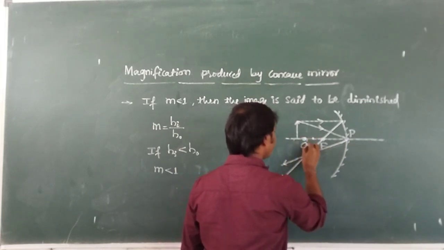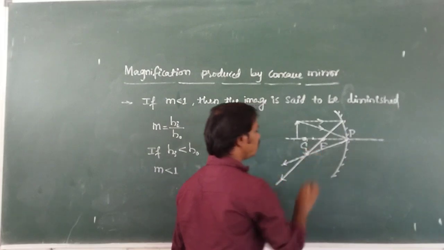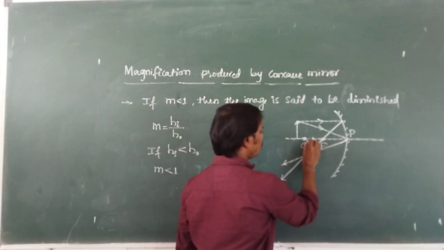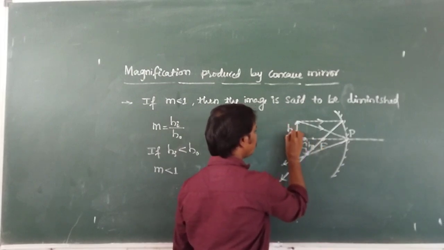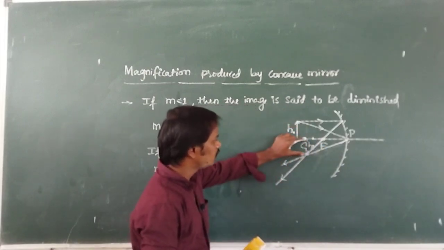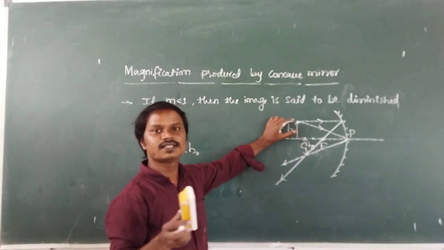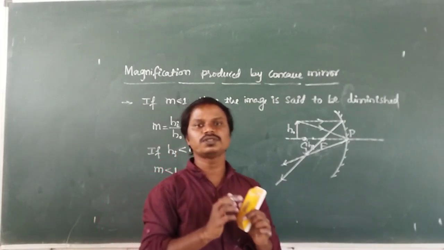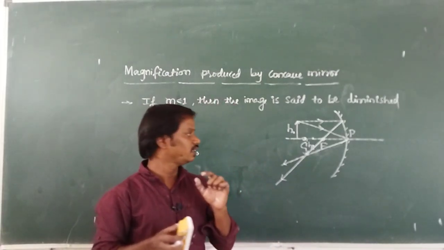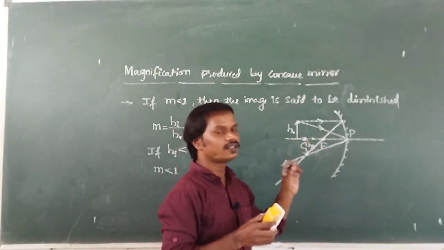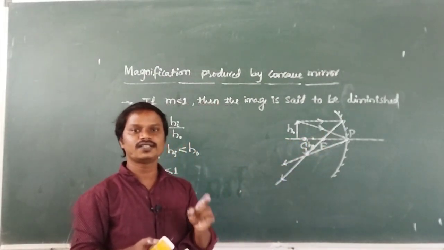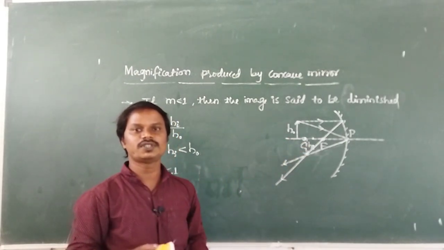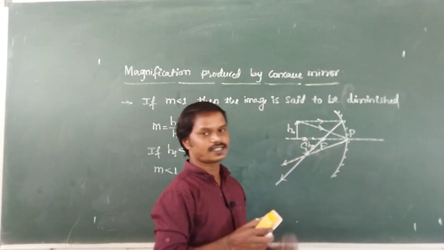So where the reflected rays meet, at that position we get the image of the object. Then it is the image of the object and it is the object. Height of the image HI and height of the object HO. In the diagram, HI is less than HO, hence the image is said to be diminished. For what position of the object is the magnification produced by the concave mirror less than 1? When the object is beyond C, or when the object is in between infinity and C.